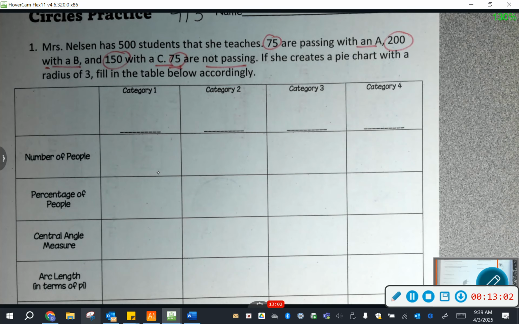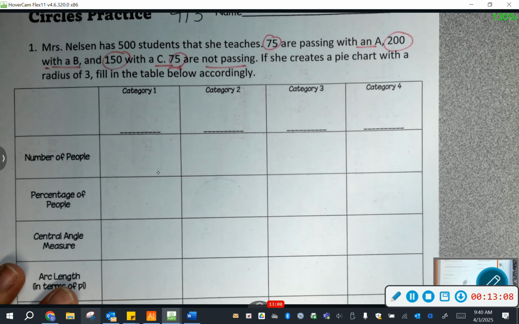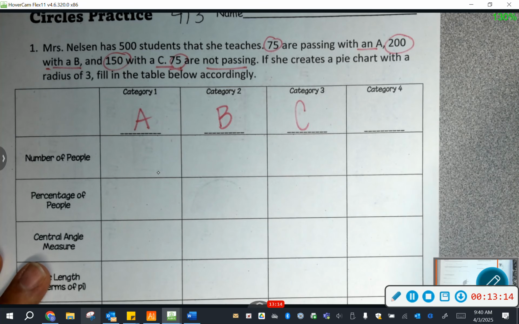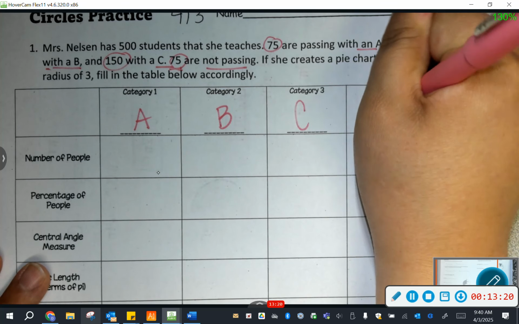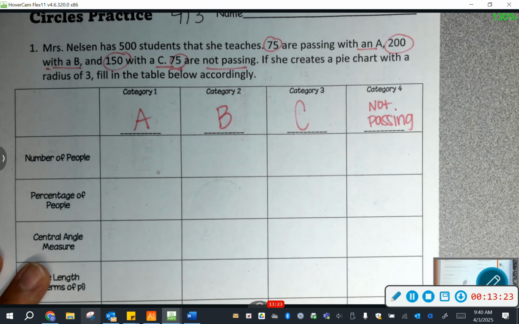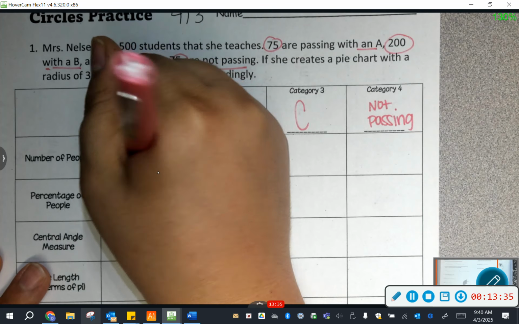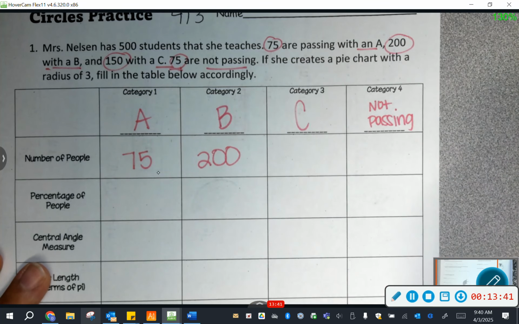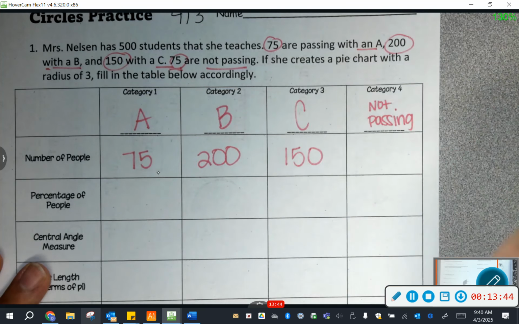Cool. What are my categories? Anybody want to guess? A, B, C, and what's the last category? Not passing. Okay. Now, how many had A? 75. 75 are passing with an A. 200 with a B. How many with a C? And not passing is?